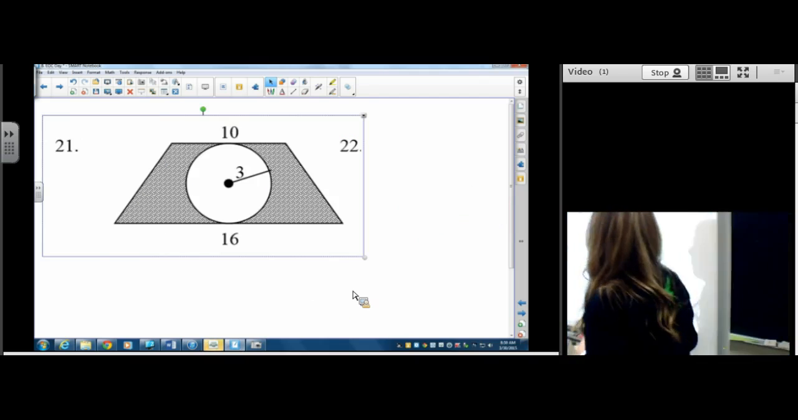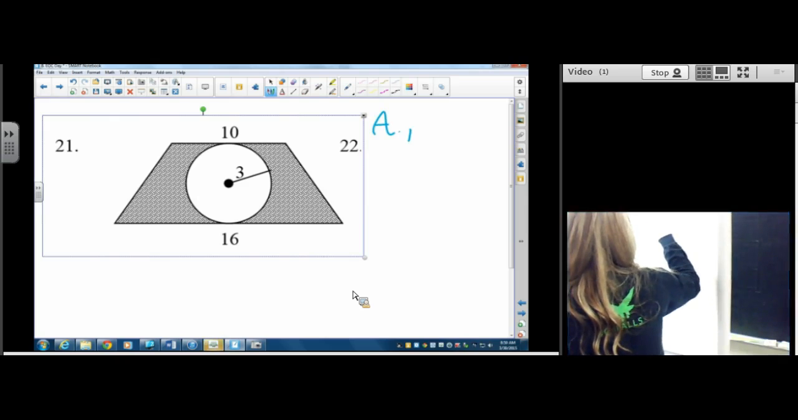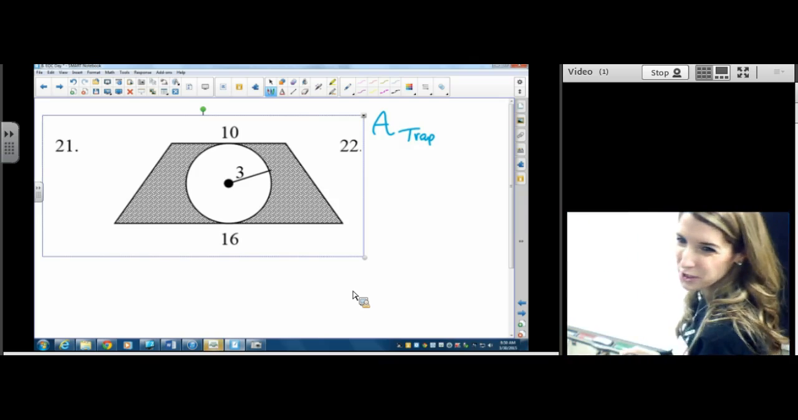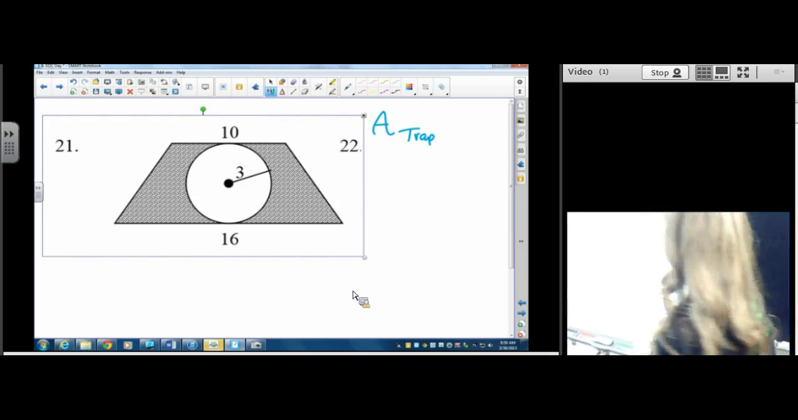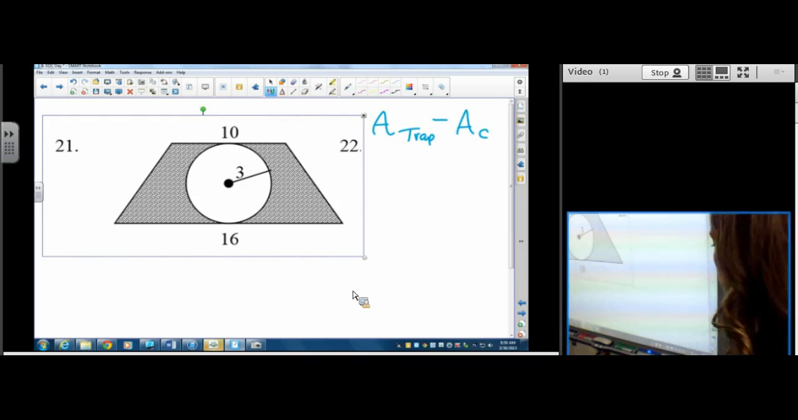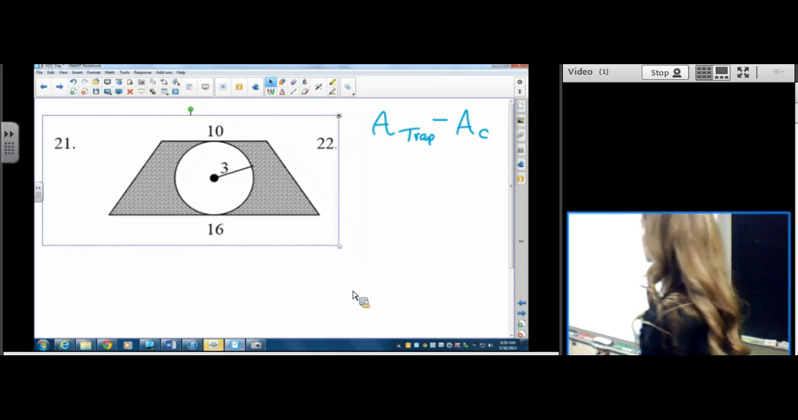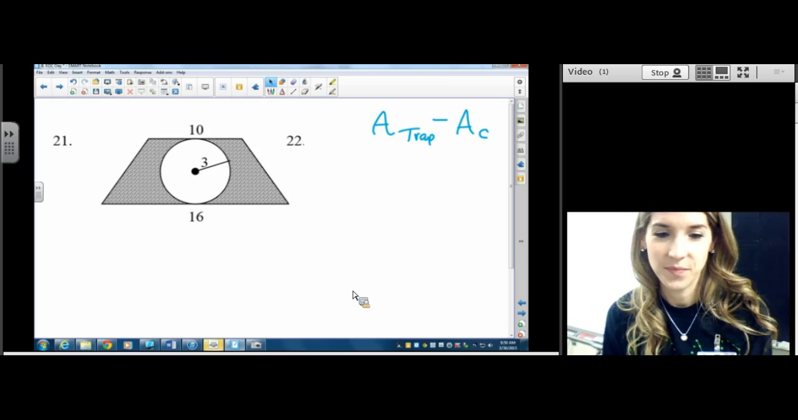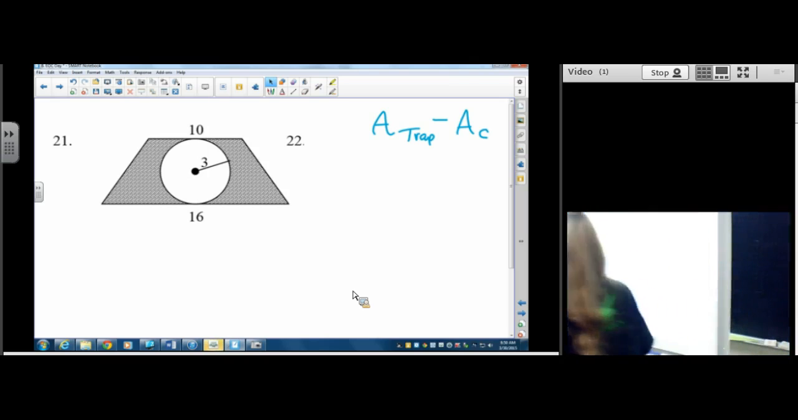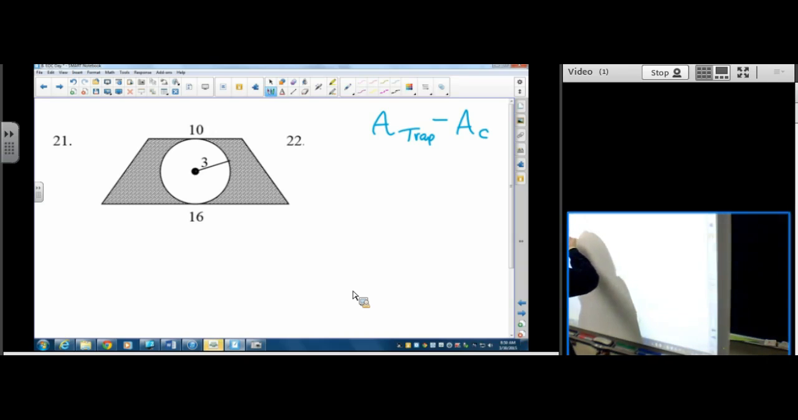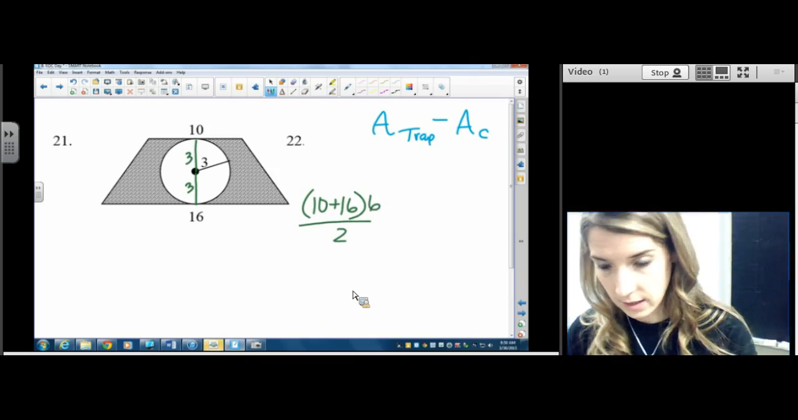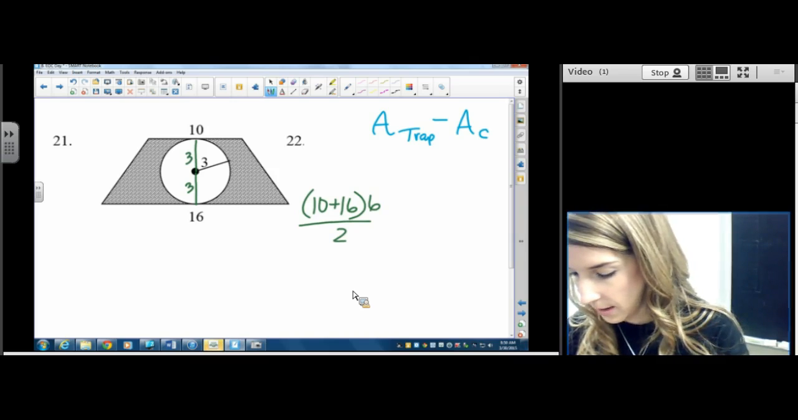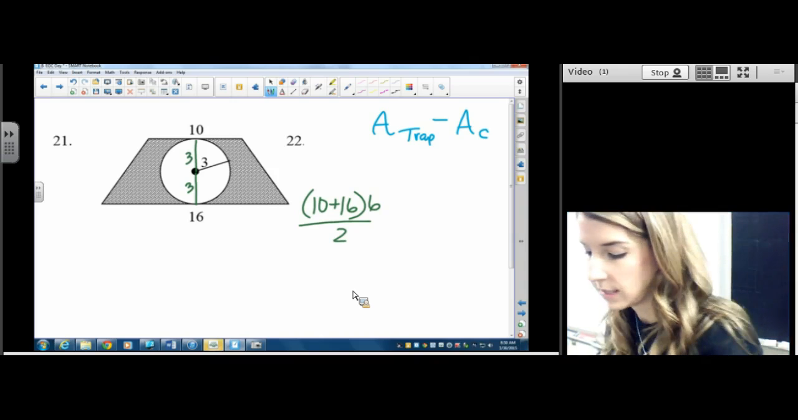Number 21. This one's going to be area of a trapezoid. I don't want to put T because I use that for triangle. Minus area of a circle. We haven't done trapezoid in a while. Base 1 plus base 2 times the height divided by 2. We have base 1, we have base 2. What's the height of that trapezoid? Use the radius, hint, hint. Good. So it's 3 plus 3. If the radius is 3, it's 3 all the way around. So the height is 6. So base 1 plus base 2 times the height divided by 2. So we have 26 times 6 divided by 2. The area of the trapezoid is 78.